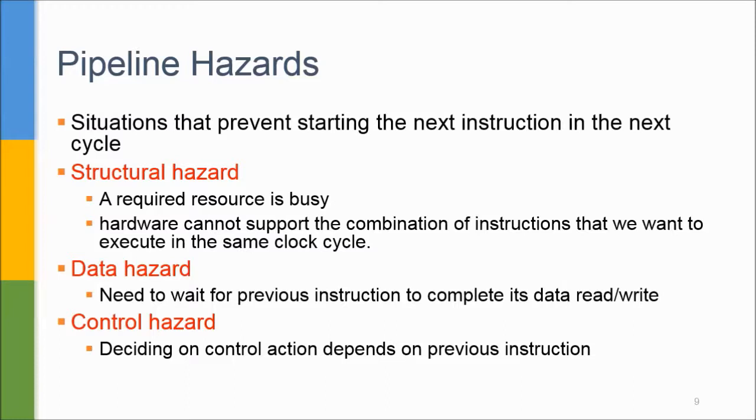Pipeline hazards. There are situations in pipelining when the next instruction cannot execute in the following clock cycle. These events are called hazards, and there are three different types: structure hazards, data hazards, and control hazards.